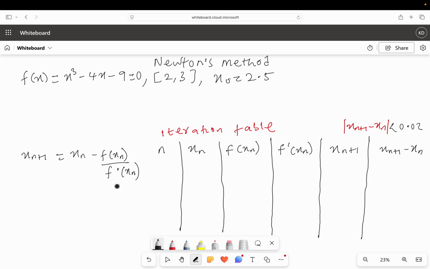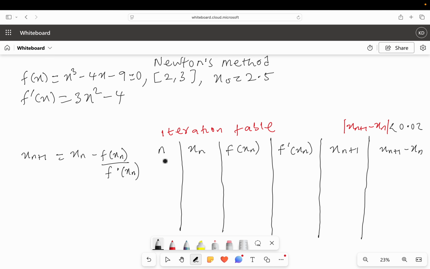And you can see it contains f prime of Sn. That is, we need to know the first order derivative of the polynomial. So in our case, f prime of x will just be 3x squared minus 4. So we need that. I'm going to use this iteration table to iteratively find the root until I satisfy the condition given, that is within an accuracy of 0.02. And that is obtained by finding the magnitude of Sn plus 1 minus Sn. So let us get started.